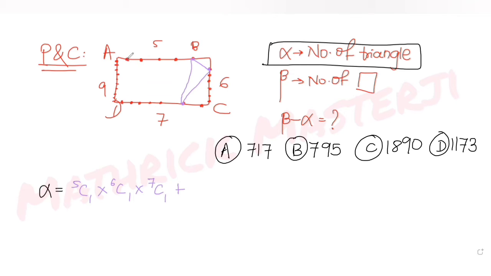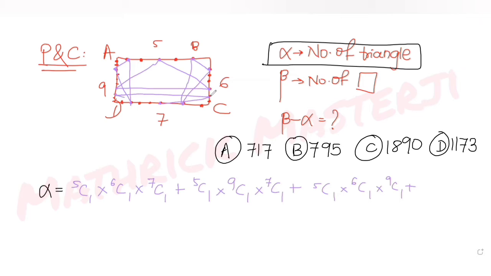Or I can do out of 5 points one here, out of 9 points one from here, and out of 7 points one from here. Or I can do one from these 5 points, one from these 6 points, and one from these 9 points. So this also forms a triangle: 5, 6, and 9. Or I can do one from the 7 points, one from the 6 points, and one from the 9 points: 7, 6, and 9.